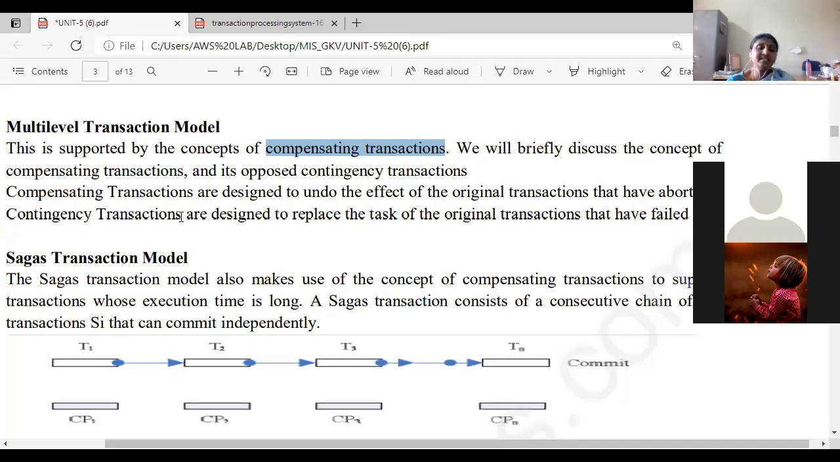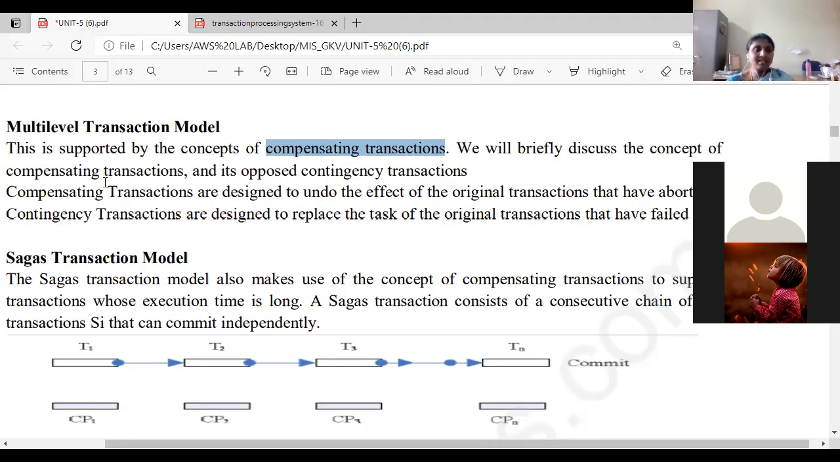So what is the contingency transaction? These are designed to replace the task of original transactions that have failed. If you are replacing the original transactions which have failed, that means you are performing the redo operation here, then it is called contingency transactions. Compensating transactions have the undoing effect, and here we are redoing the operations. So we are replacing the task of original transactions which have failed. That type of transactions are called contingency transactions.